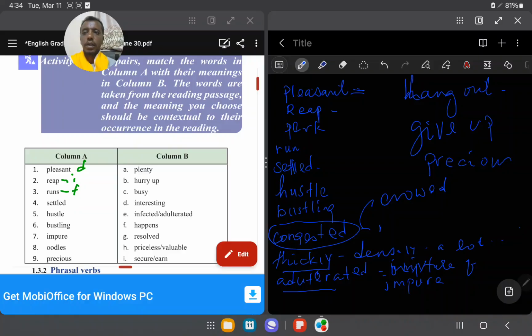Number 4, what is the right answer for number 4? Settled. Settled. The right answer for this question is G. Here is G. That's the right answer.